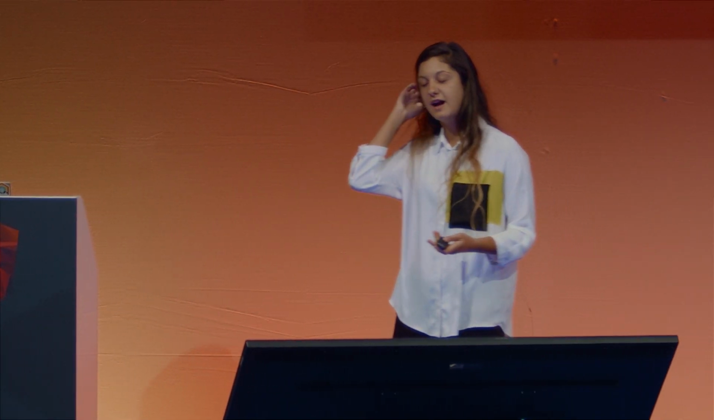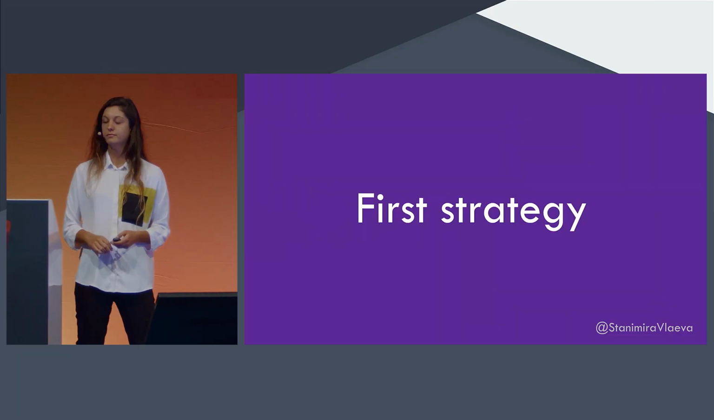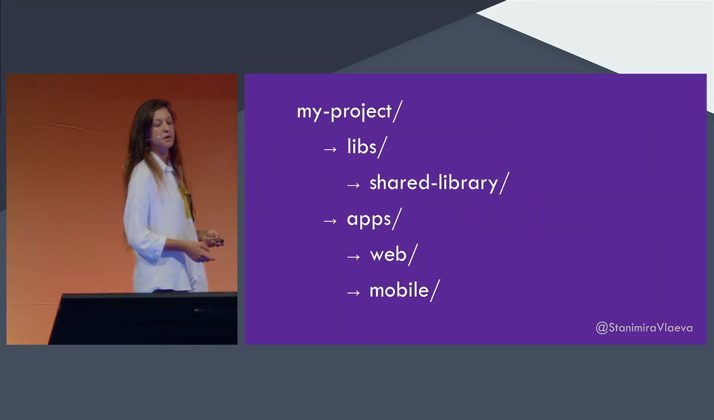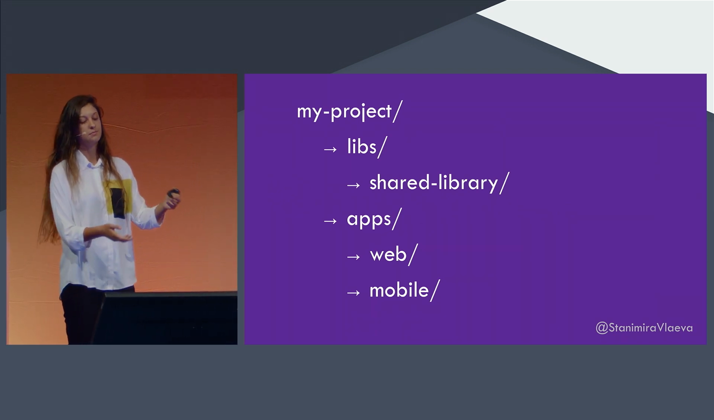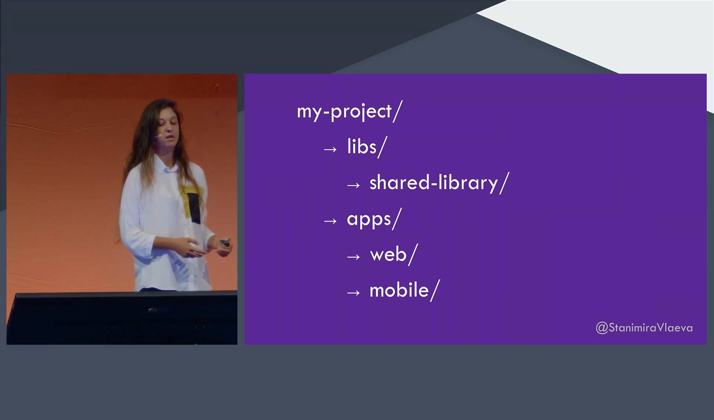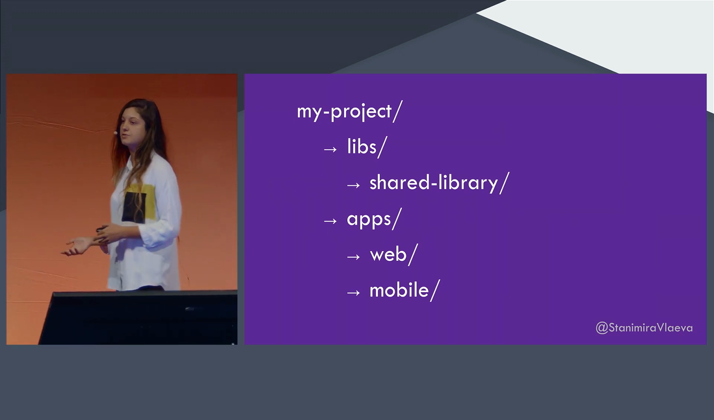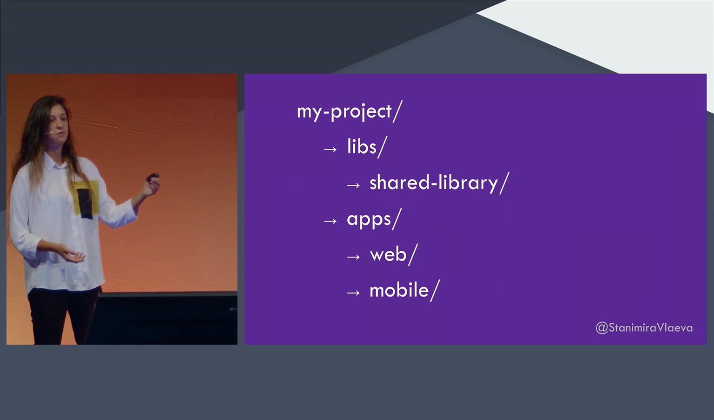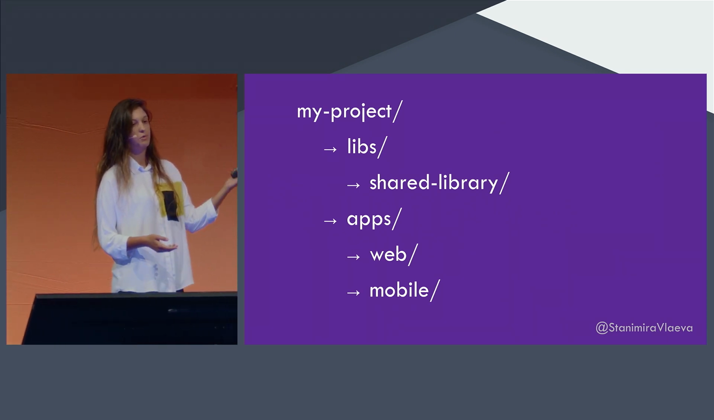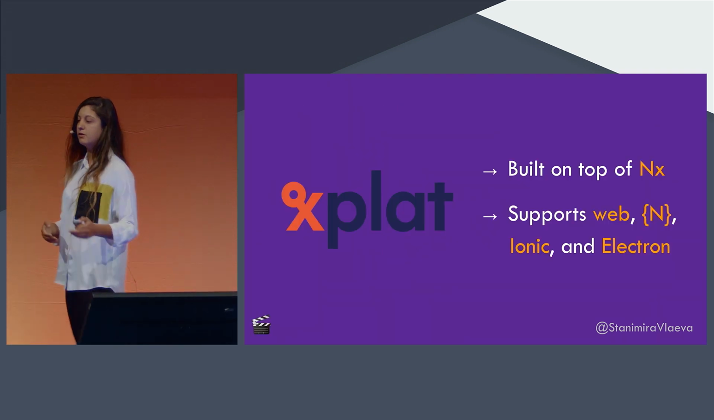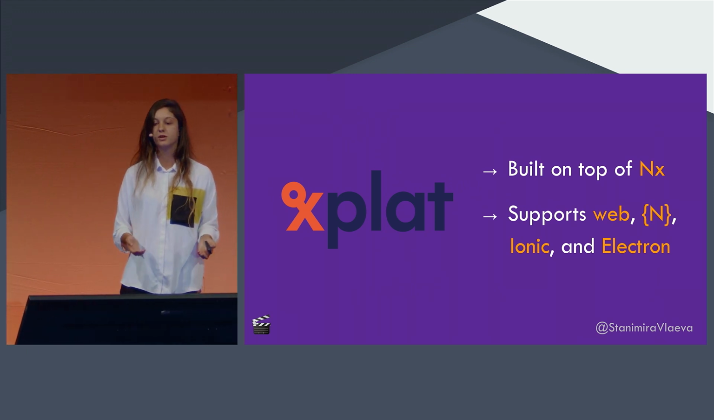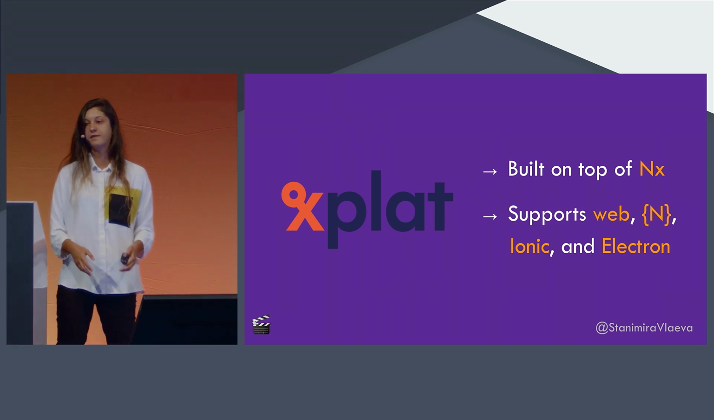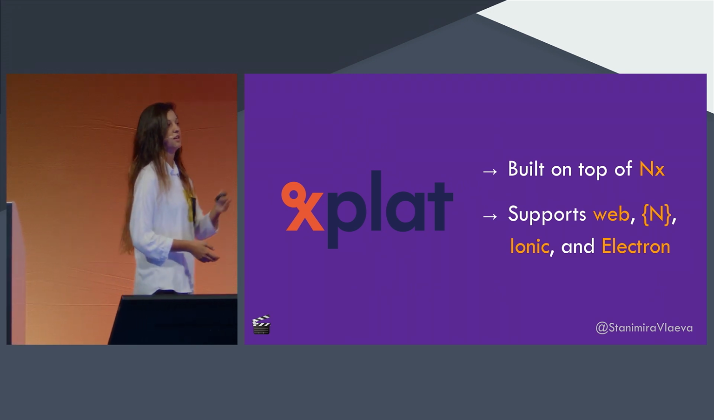So how does a web and mobile project look like? And how can we share code? The first strategy is to have a libraries folder with all the shared code, or many libraries with the shared resources between web and mobile, and an applications folder with different applications for web and for mobile, which use the libraries. And a very good tool for this purpose is XSplat, which is built by a company called NStudio. XSplat is actually built on top of NX, which is built by Narwhal, which are here today.